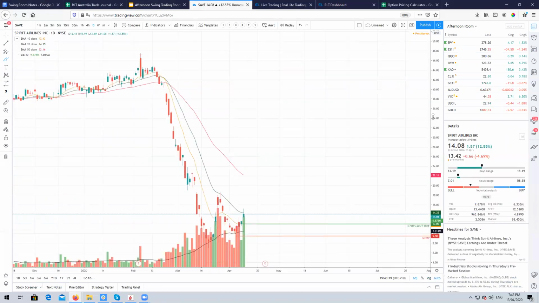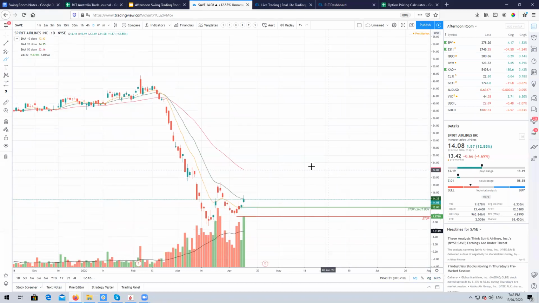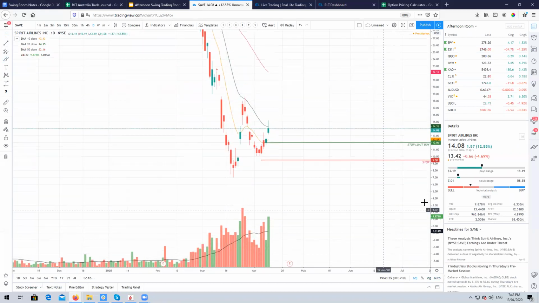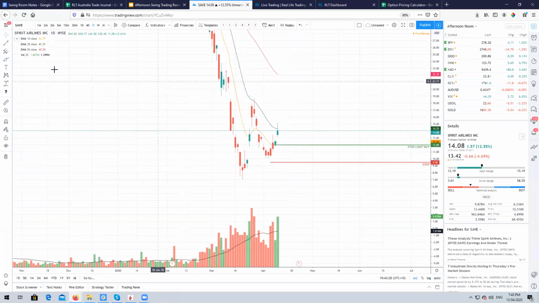So Spirit Airlines, it's going to be interesting. Got a nice little gap down, hitting our head against the 200, against the 20 EMA on the shorter term moving averages. I mean, we got in at $12, so it's got to fall about 10%. We're already up 10% currently, so that's not too bad.